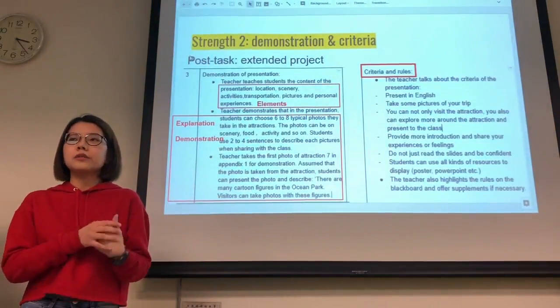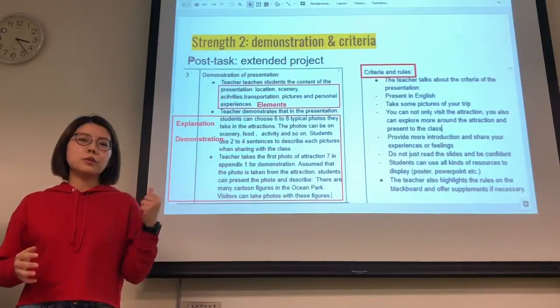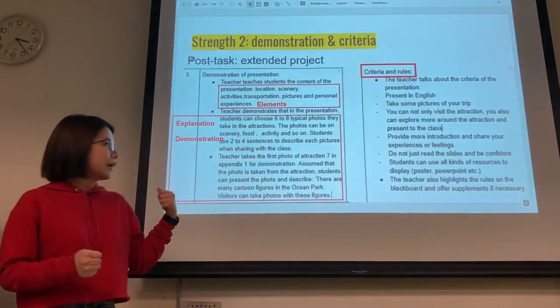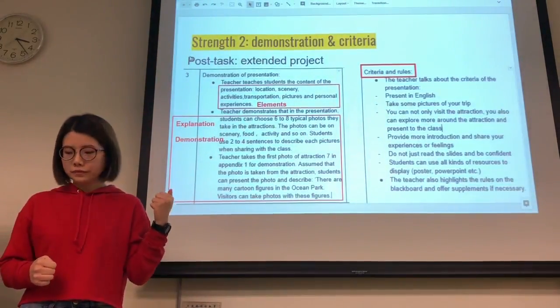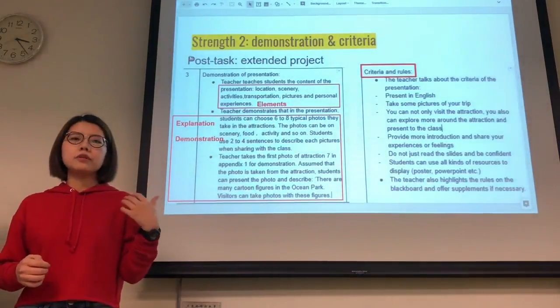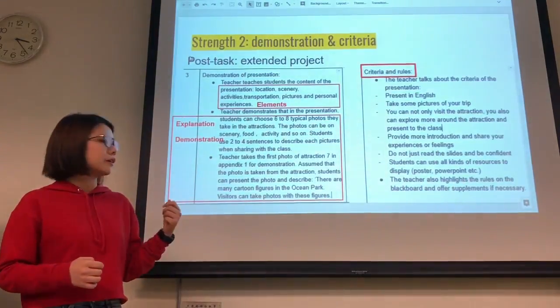And the second is, in the extended presentation, the teacher also provides clear criteria and some explanation for the students so that they can learn what is expected in the presentation. And the teacher also provides a picture as an example for the students to learn and imitate.